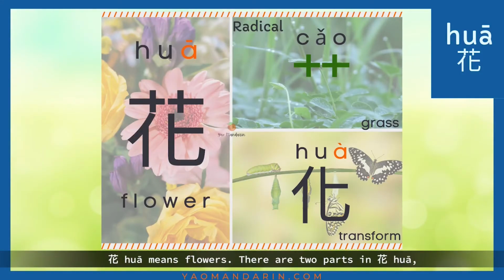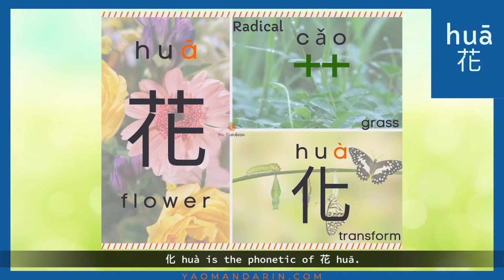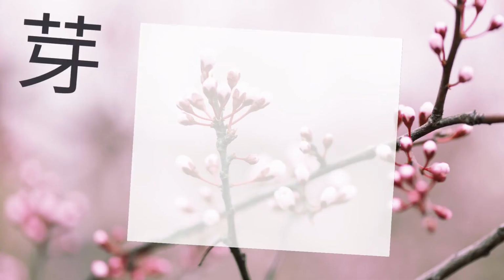花 means flowers. There are 2 parts in 花. The upper part, 草 grass, and the lower part, 化. 化 is the phonetic of 花.